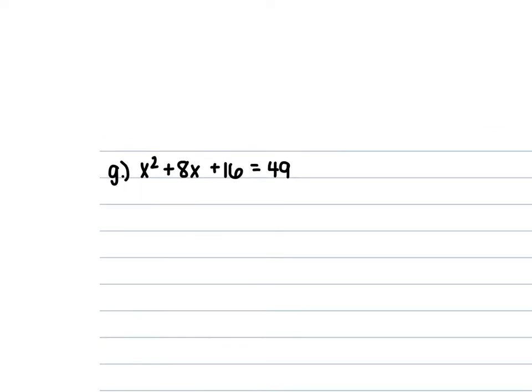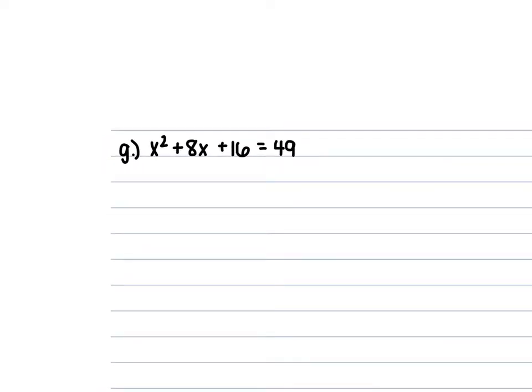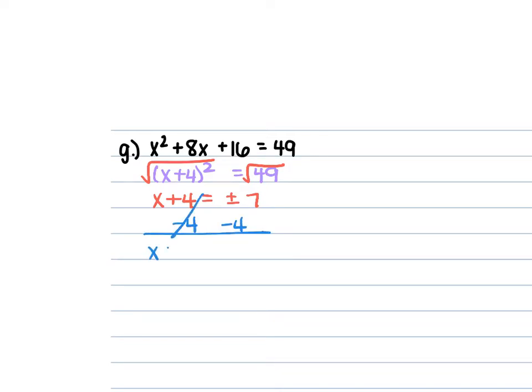For G, we have x squared plus 8x plus 16 is equal to 49. So we're going to factor that left side to be x plus 4 squared is equal to 49. So now that we have our binomial squared is equal to something, we can take the square root of both sides. We're going to have x plus 4 is equal to plus or minus 7. We're going to move the 4 over by subtracting it from each side. And we have x is equal to negative 4 plus or minus 7.